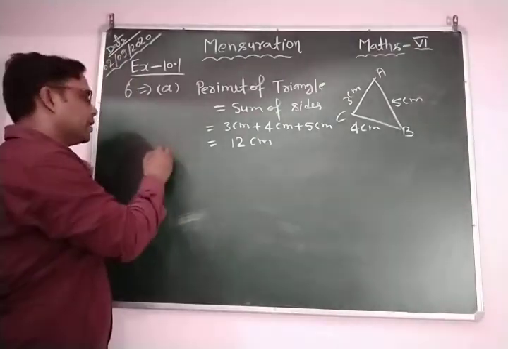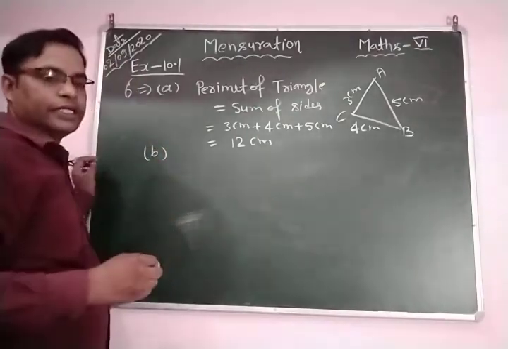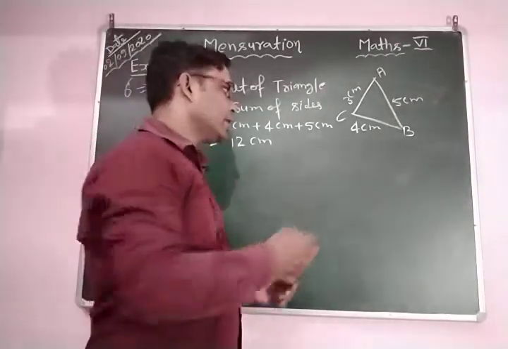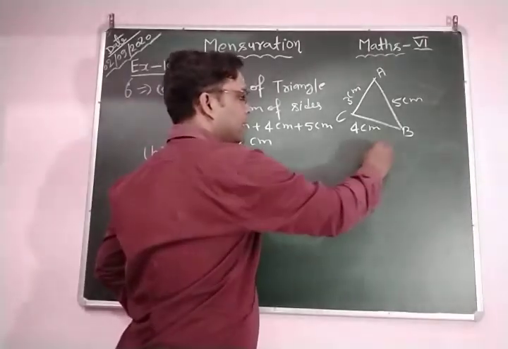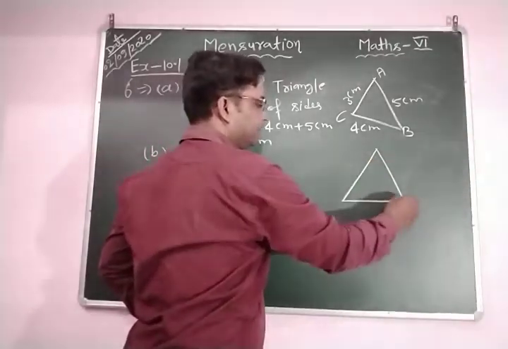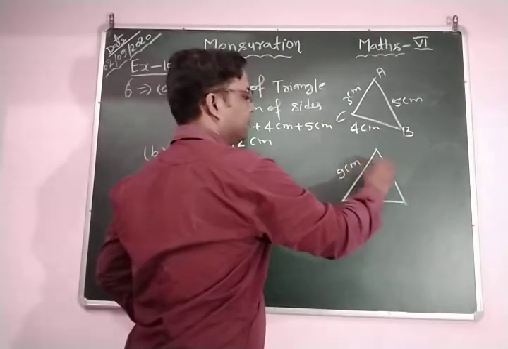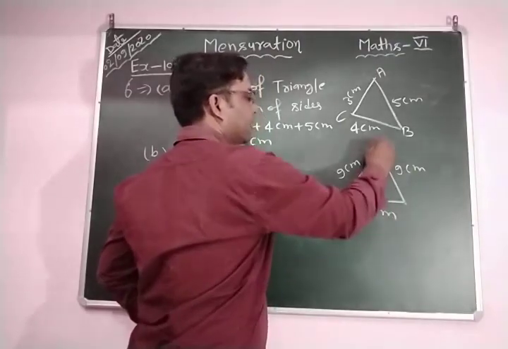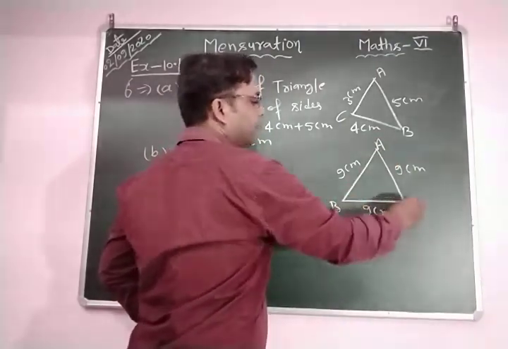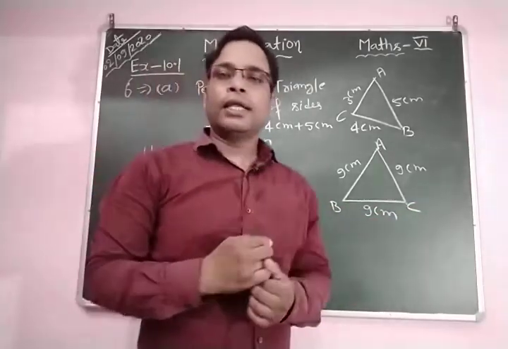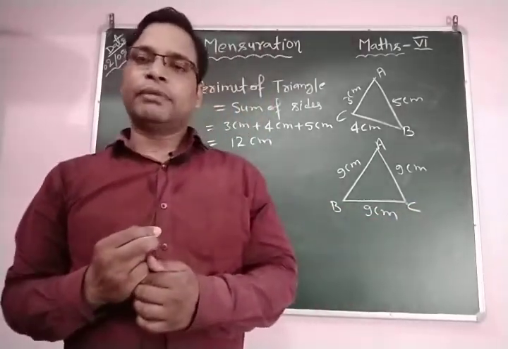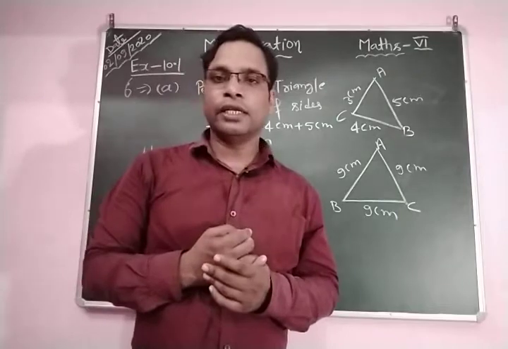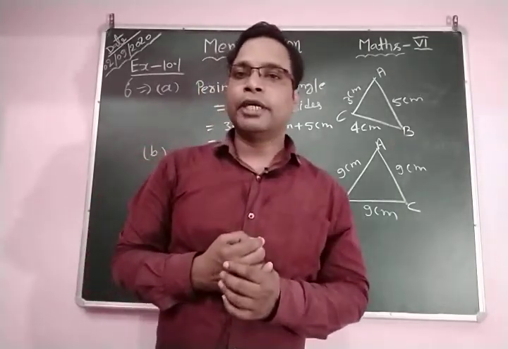Okay, and part B of question 6 says that we have an equilateral triangle of side 9 centimeters. You know very well that the sides of an equilateral triangle are equal in length and the angles are also equal in measure. Each angle of an equilateral triangle is 60 degrees, and here the side of the equilateral triangle is given. So you need to find the perimeter of the equilateral triangle.